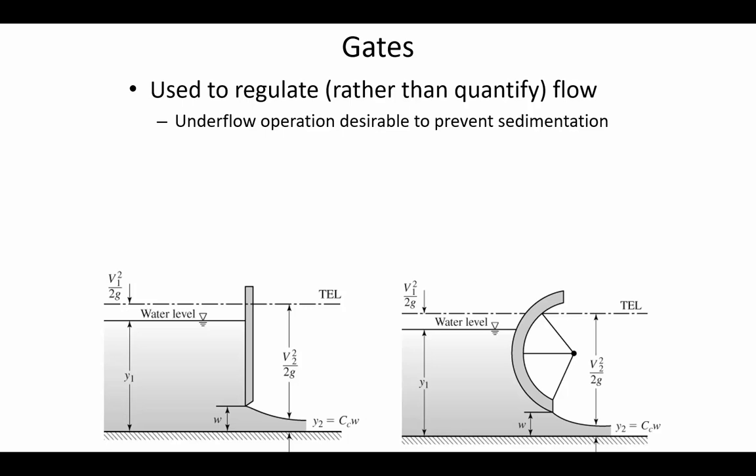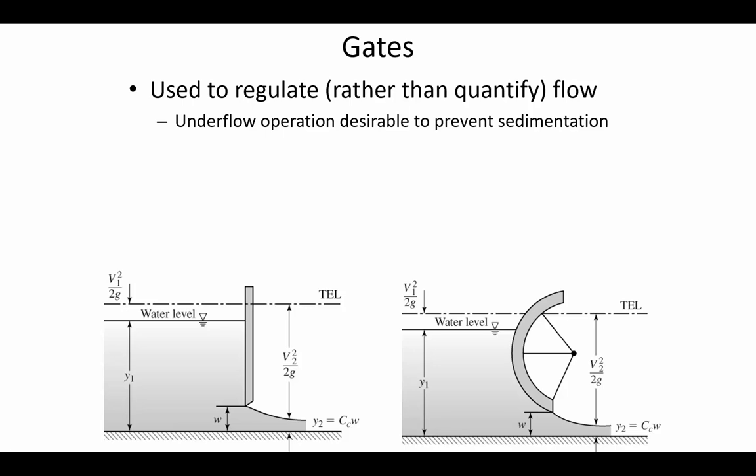Now these gates aren't used to quantify the flow. Their functionality is to regulate the flow. And so it's to control how much water is going through one canal versus another. It's not used in the same way that a weir is utilized. You remember we've talked about a sharp-crested weir and broad-crested weir, and so some of the hydraulic structures that we've discussed previously have existed primarily to quantify the flow, but this is used to control how much water is going where.